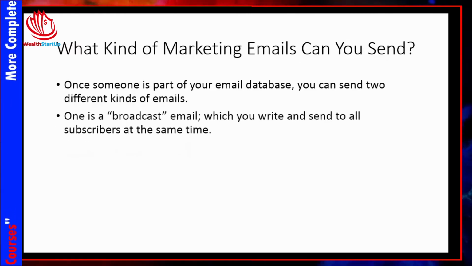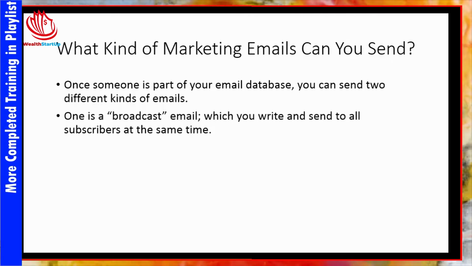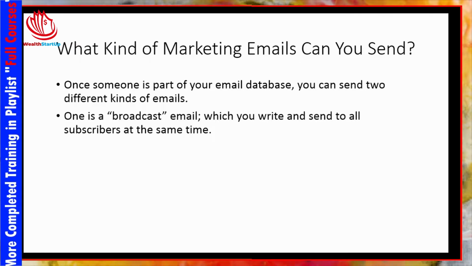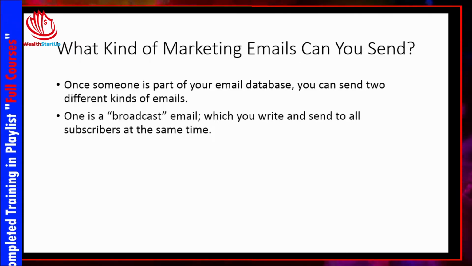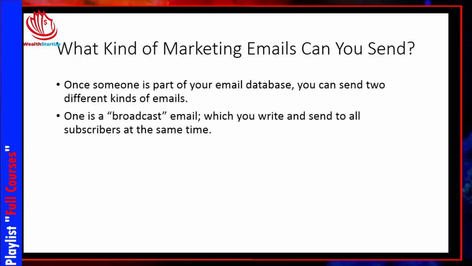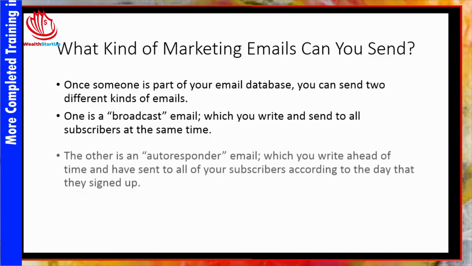Now, one is called a broadcast email. And this is an email which you will write and you'll send to all subscribers at the same time. So in other words, if I decide today that I have a special message for all of my subscribers, then I can decide to send that email and write it today and send it today. I can decide also to send it to a segment of my subscribers. So basically, it is one that I decide and I write and I decide to send today or right now.